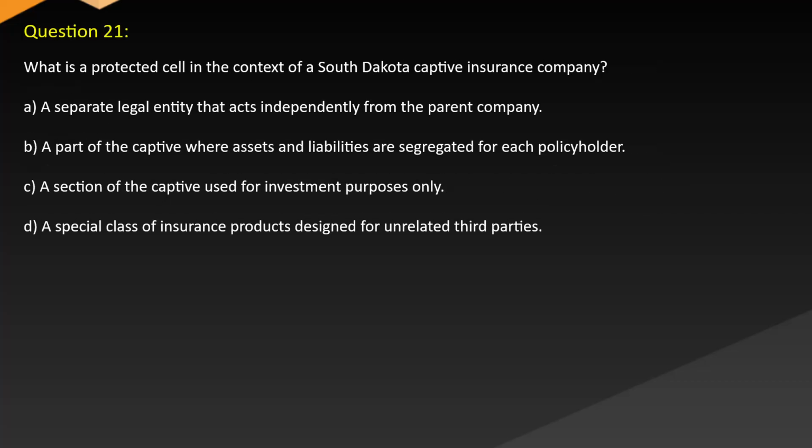Question 21. What is a protected cell in the context of a South Dakota captive insurance company? A. A separate legal entity acts independently from the parent company. B. A part of the captive where assets and liabilities are segregated for each policyholder. C. A section of the captive used for investment purposes only. D. A special class of insurance products designed for unrelated third parties.